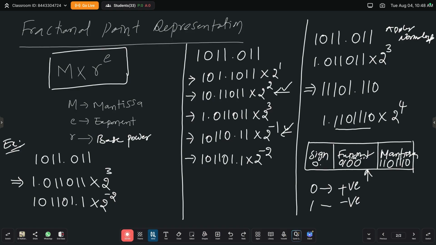In this case, to avoid this problem, we should use... First problem, note it down. Are you clear on the problem? If the exponent is negative, we are not going to accommodate it in the given format.